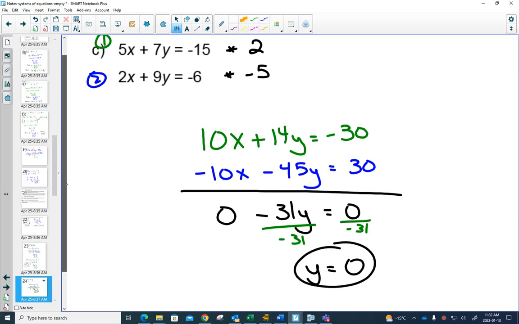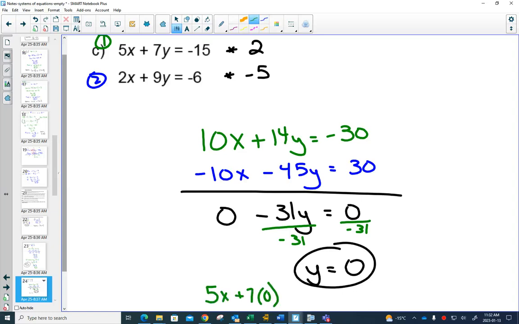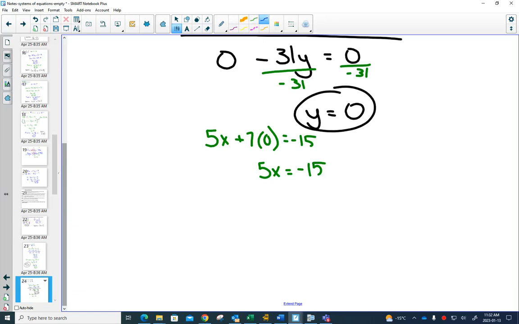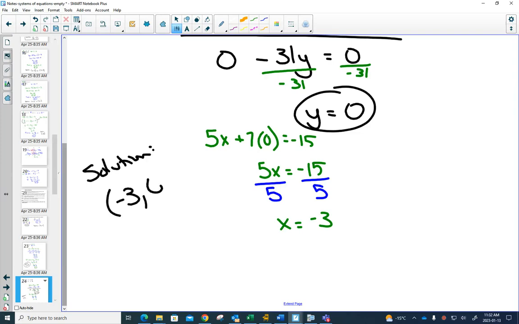I can now use equation number 1 or equation number 2 to find x. Going to use 1? Okay, I'll change to green then. 5x plus 7 times 0 equals negative 15. So we basically have 5x equals negative 15. If I wanted to solve for this, I would have to divide both sides by 5. And my solution would be negative 3, comma, 0.